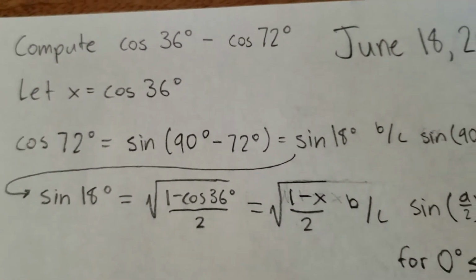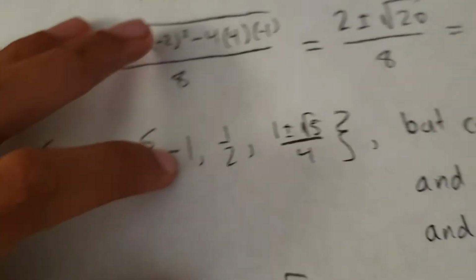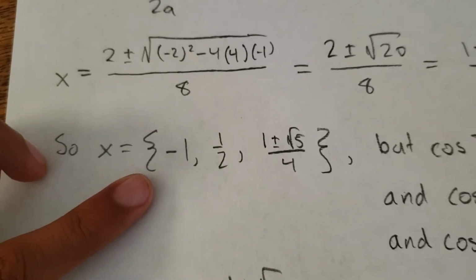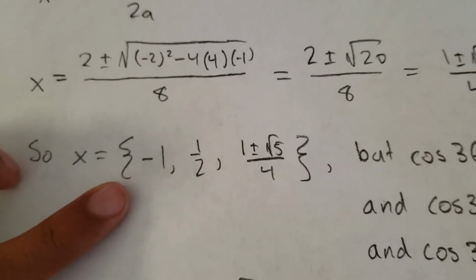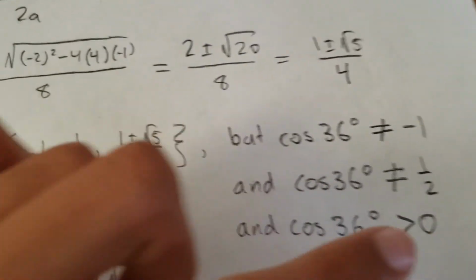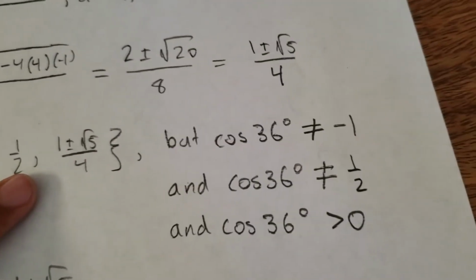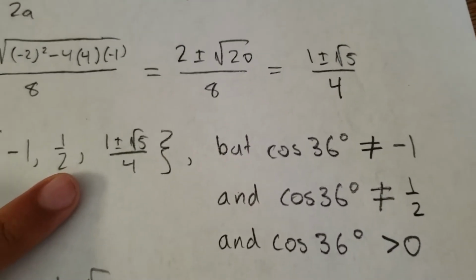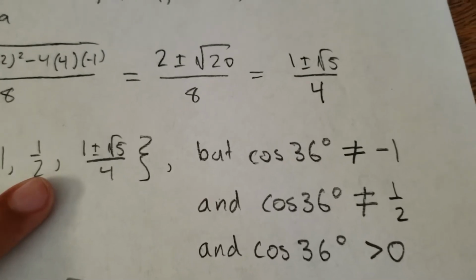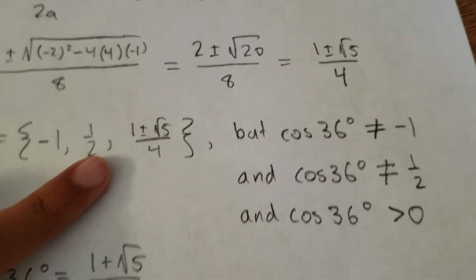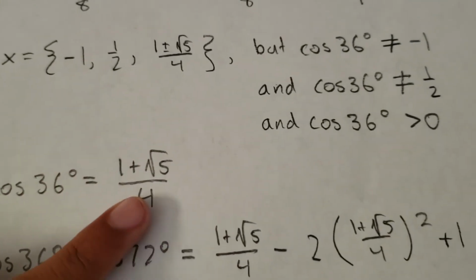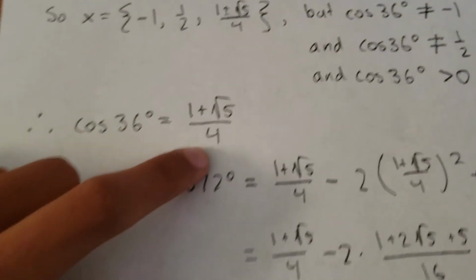So we need to find which value here is the valid value of x. First of all, we know that cosine of 36 degrees is not -1. Cosine of 36 degrees is not 1/2. And cosine of 36 degrees is positive because 36 degrees lies in quadrant 1. So the only remaining solution that can be x is (1 plus the square root of 5) over 4.